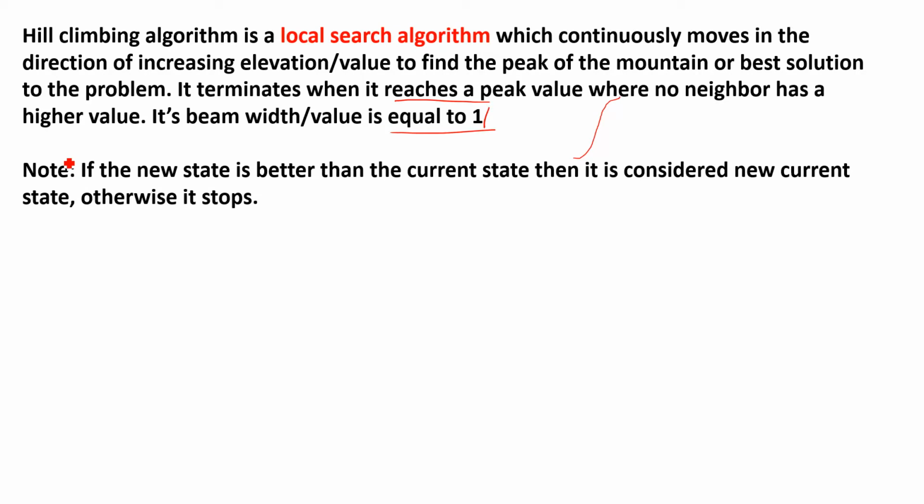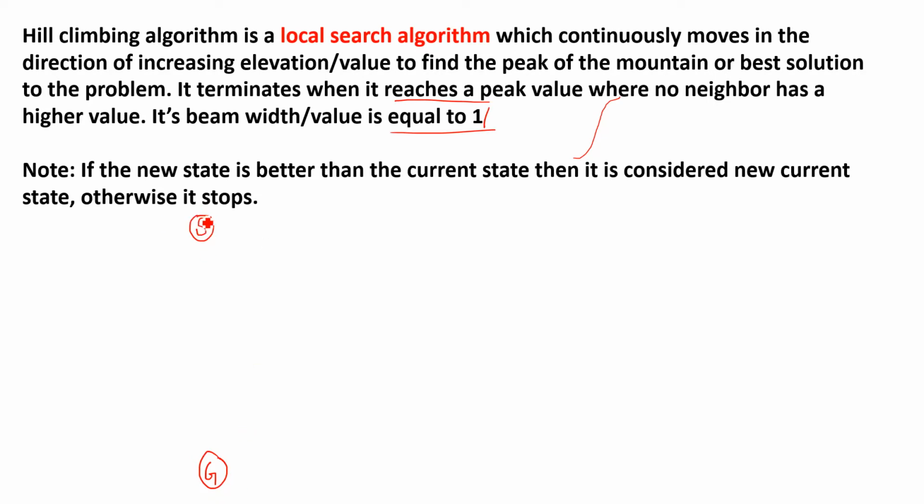And the most important point is we have to use this when we make our decision. If the new state is better than the current state, then it is considered the new current state. Otherwise, it stops. Right, now what is the meaning of this? See here, this is our starting point, and this is our goal state. We have to start from here and we have to end our journey here.